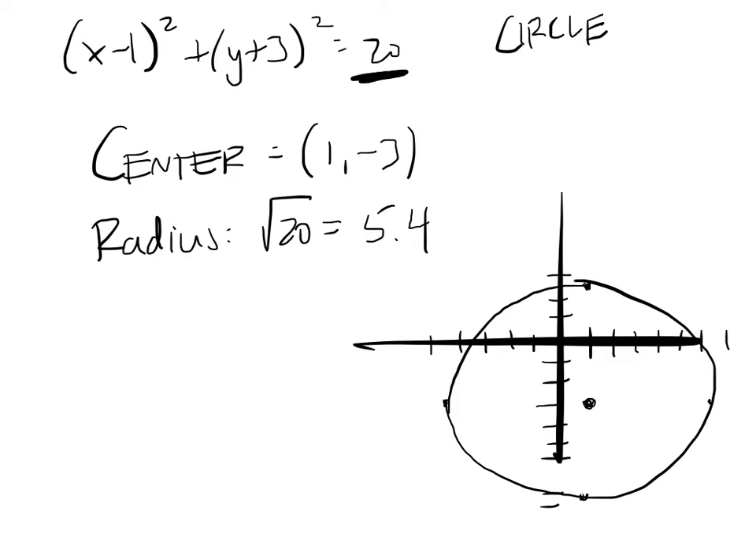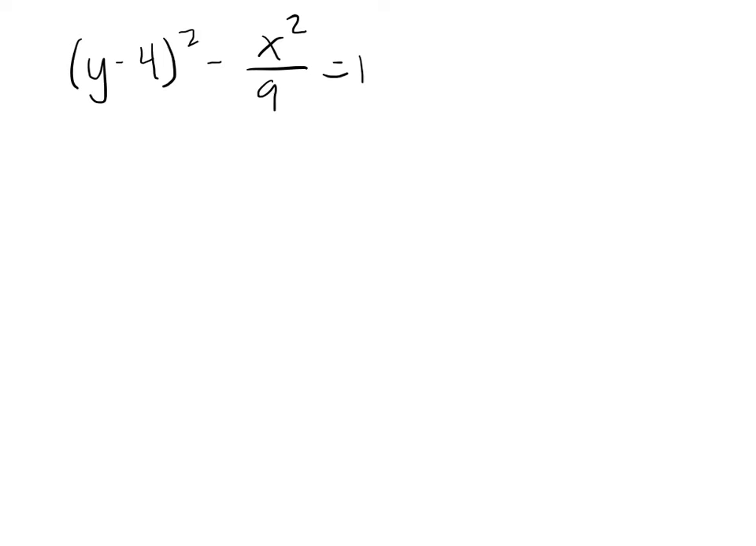Now, let's look at the next one. This one I know is an ellipse. And the reason I know it's an ellipse is because you have this minus sign here, and this minus sign is going to tell me that it's an ellipse. So for an ellipse, there's a couple things we look for. The first one is the center. And the center is just like we did on the last one for the circle. It's going to be at 0, 4.